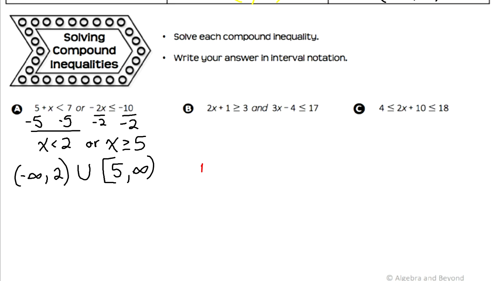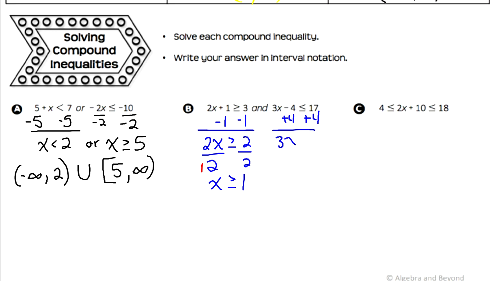The next one, this is an AND inequality. So solving the same way, we're going to isolate the x on this first one and divide by 2. So that's going to give me x is greater than or equal to 1. And on this other side, we're going to add 4 and divide by 3. So that's going to give me less than or equal to 7.